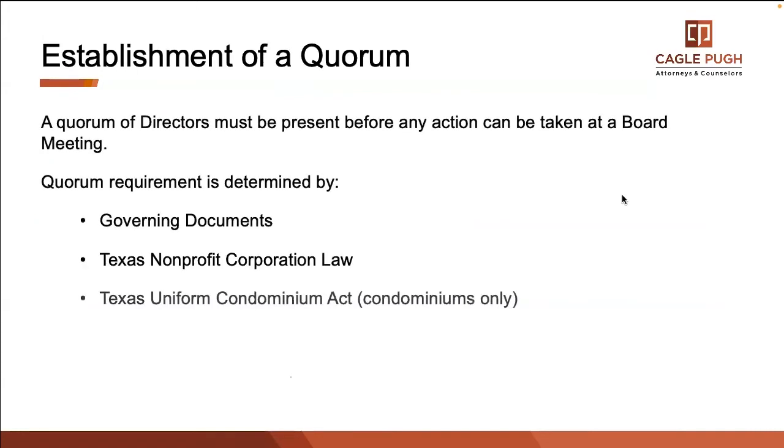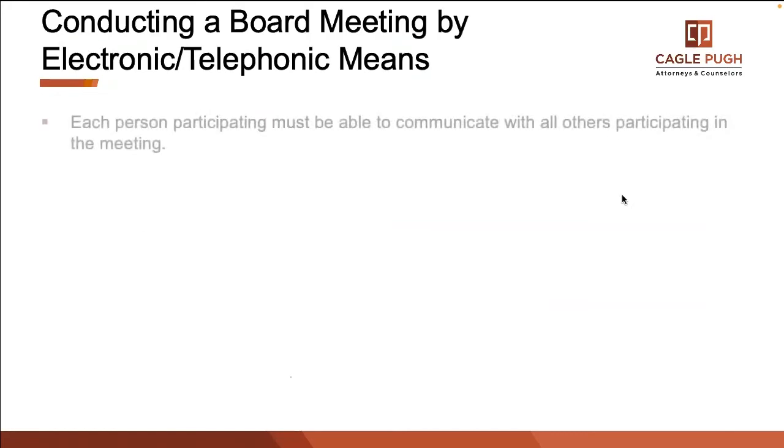Now, you have to have a quorum of directors before you can take action as a board. The quorum is going to be recited in your governing documents, generally the bylaws. If it's not there, you can look to chapter 22 of the Business Organizations Code. And if you still haven't been able to determine what your quorum is, and you are a condominium, chapter 82 will tell you what your quorum requirements are.